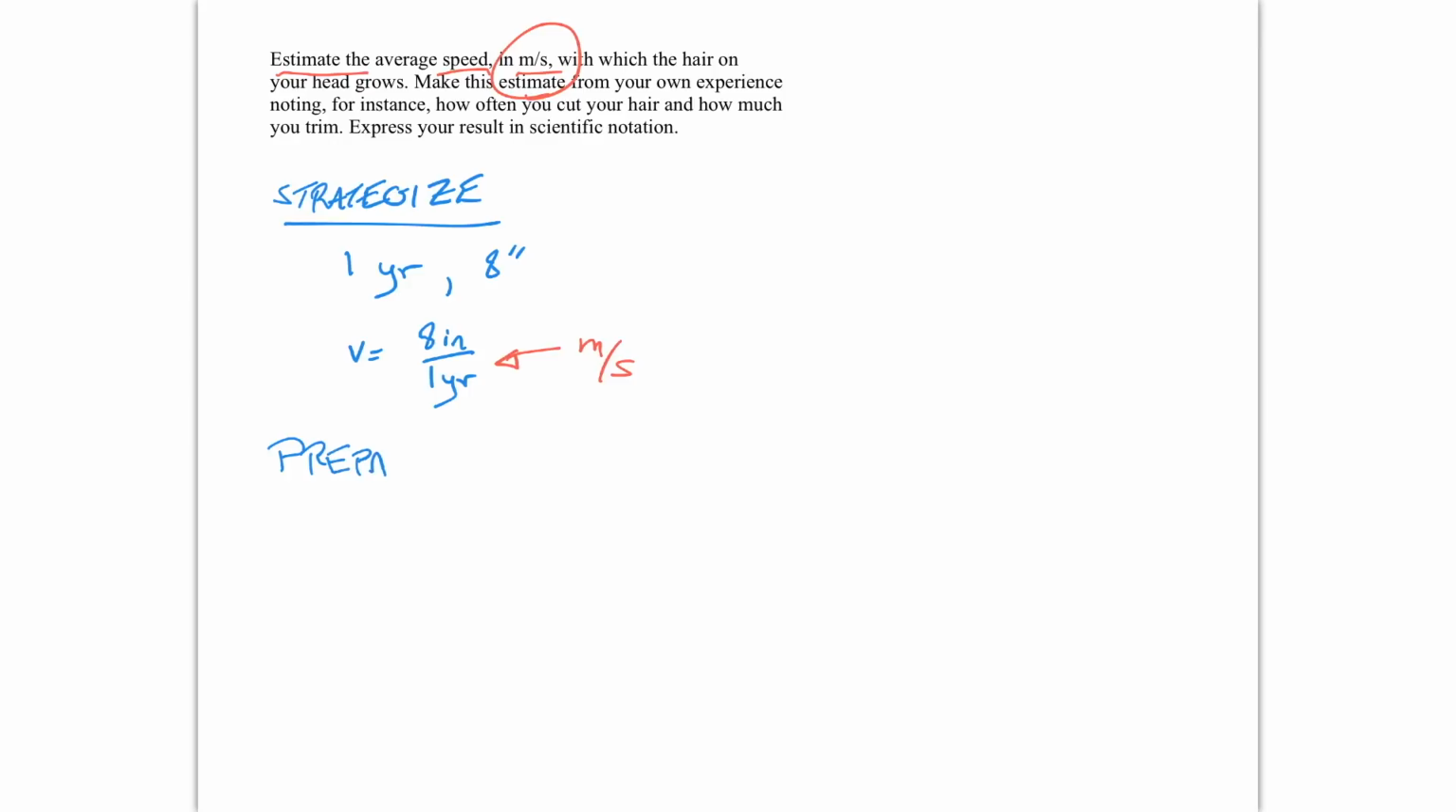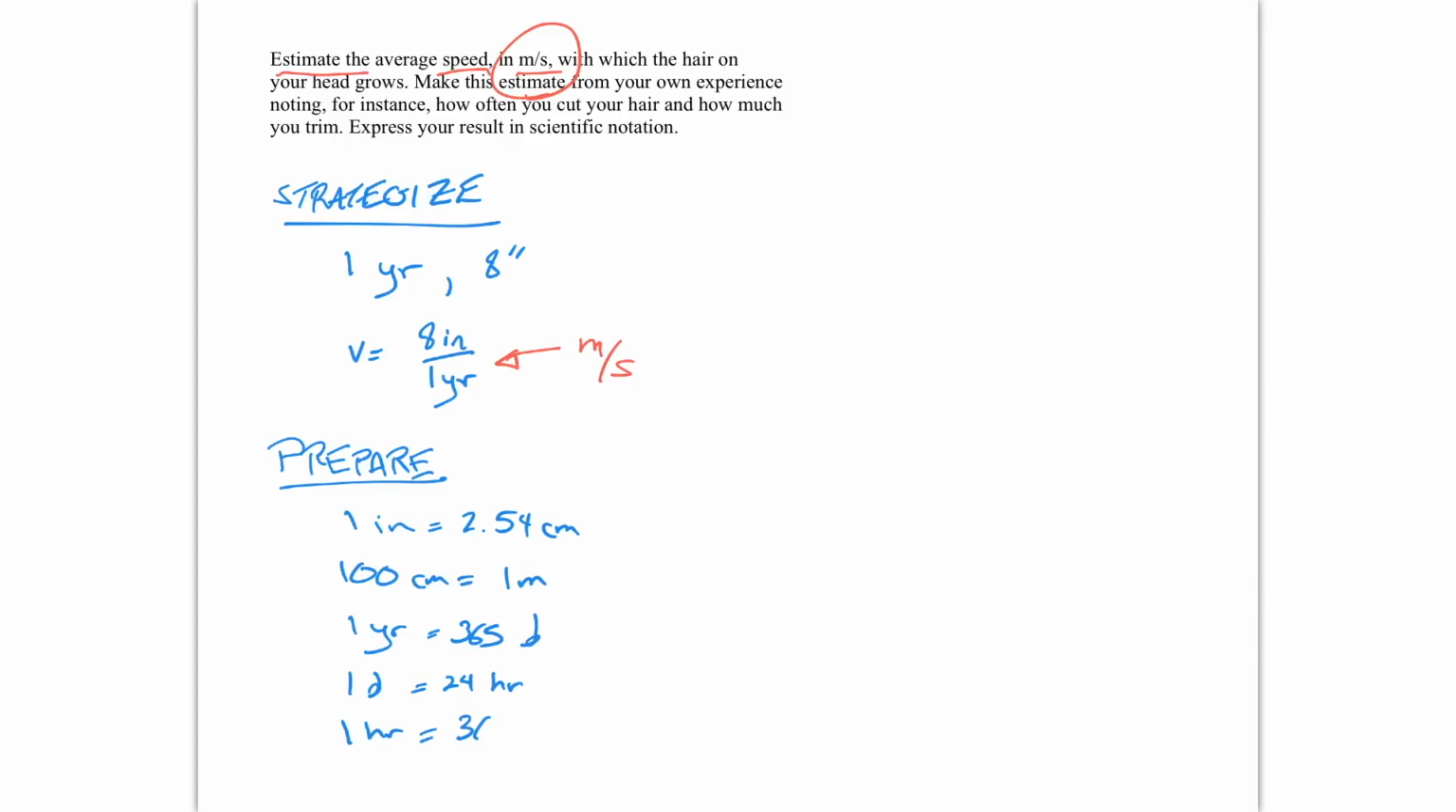So to prepare, what we're going to do is gather together the various conversion factors which we need to do this. And we know that 1 inch is equal to 2.54 centimeters. And we know that 100 centimeters is equal to 1 meter. That's going to be important. We also know some things about the time intervals involved. Okay, 1 year is equal to 365 days. 1 day is equal to 24 hours, and 1 hour is equal to 3,600 seconds. So that's our preparation.